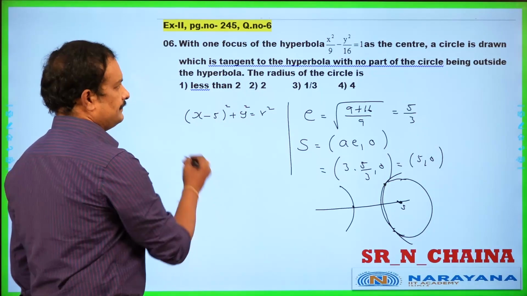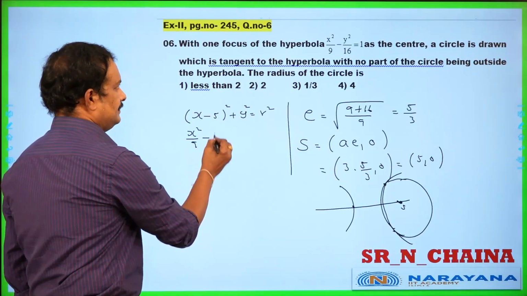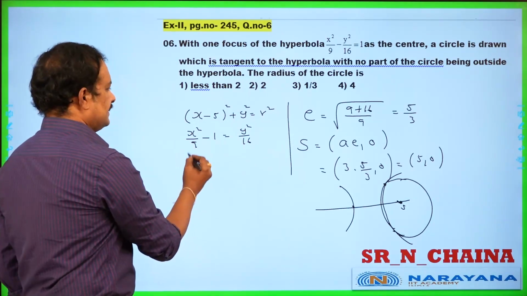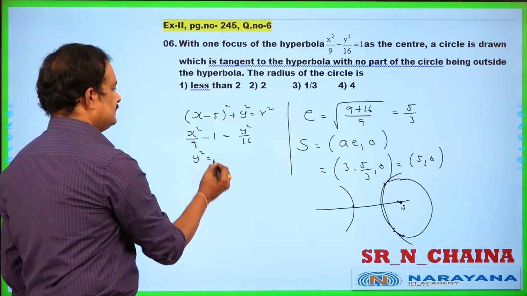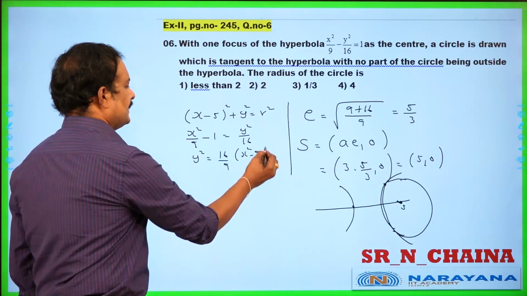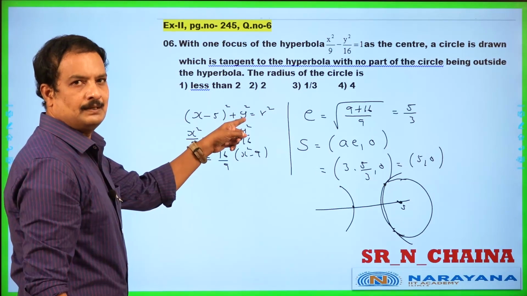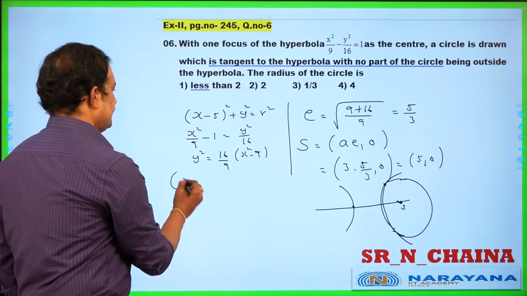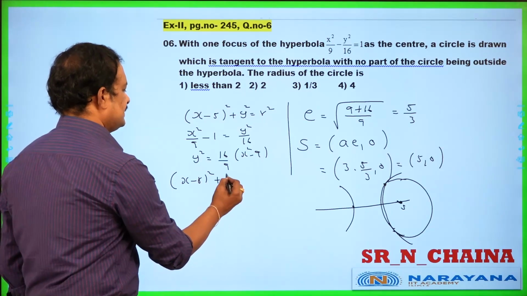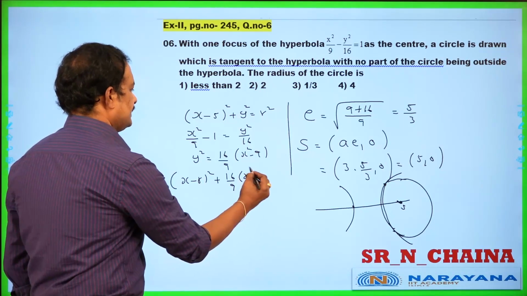So, what is y square value from that one? So, you can take x square by 9 minus 1 is equal to the y square by 16. Okay, so in this case, the value of the y square is 16 by 9 into x square minus 9. Okay, so this is the value of y square here. You substitute this value of y square here. Okay, then it is x minus 5 whole square. Okay, and next plus y square. Y square is 16 by 9 into the x square minus 9.